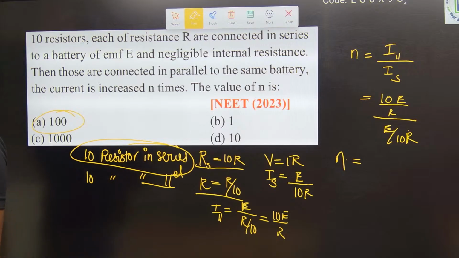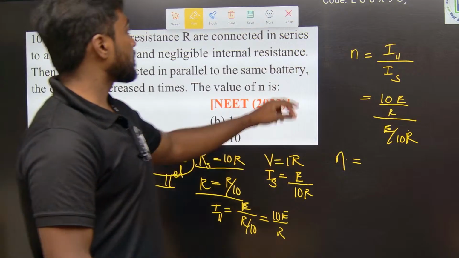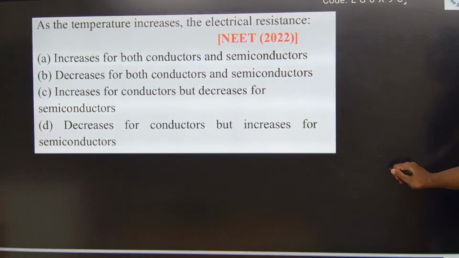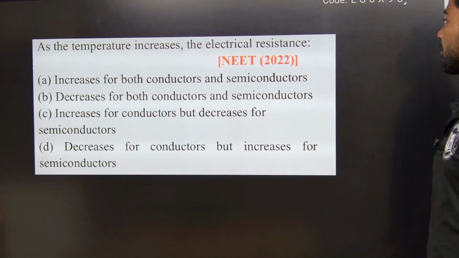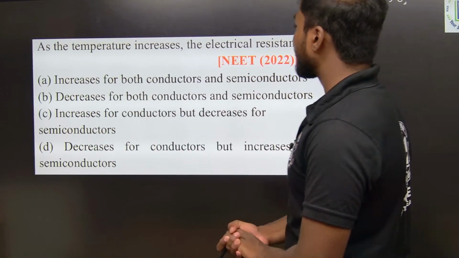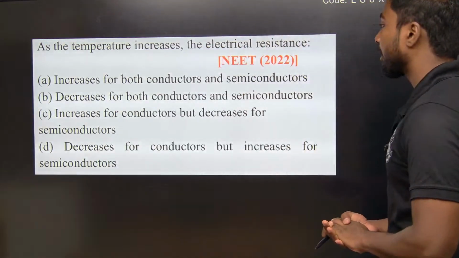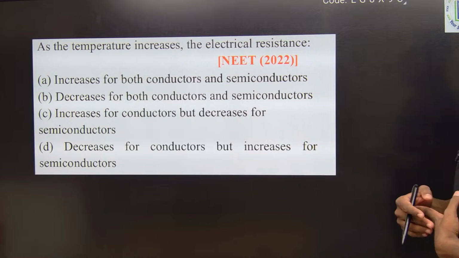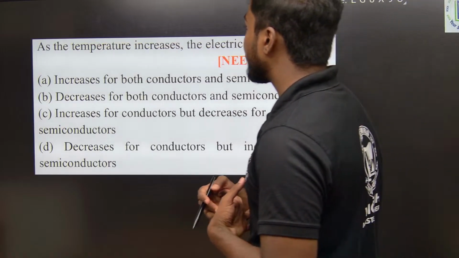Can we go for the next question? Next question. As temperature increases, the electric resistance: increases for both conductor and semiconductor, decreases for both conductor and semiconductor, increases for conductor but decreases for semiconductor, or decreases for conductor but increases for semiconductor. Which is the correct option in the given question?